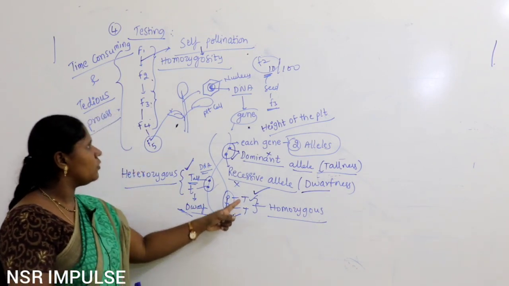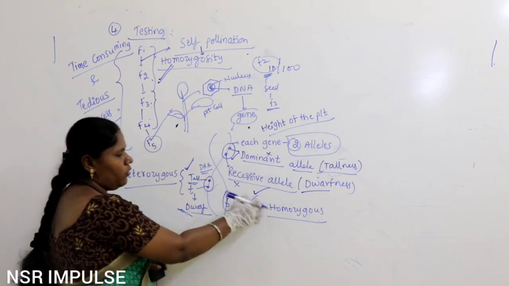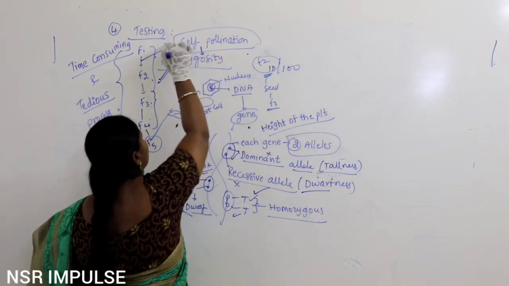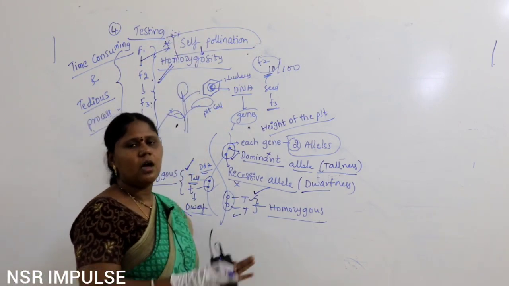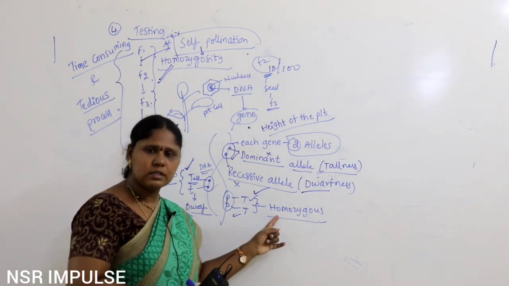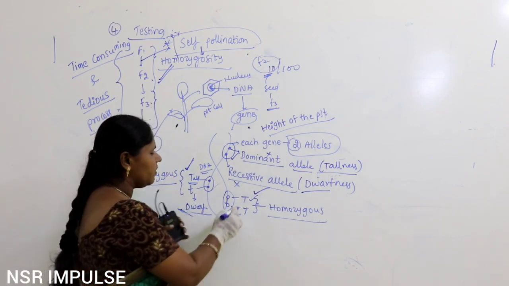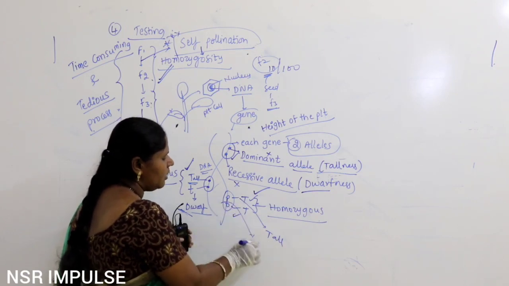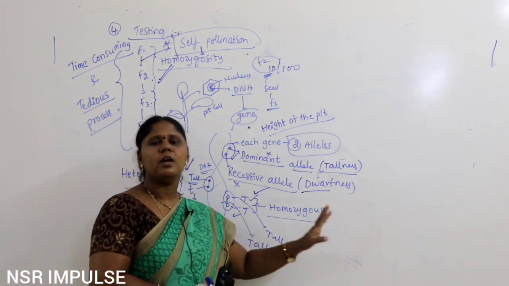Because until we get homozygosity, you need to go for what? Self-pollination. You need to go for self-pollination for several generations until you get homozygosity. What happens when the homozygous condition comes? From that there is no need to worry. Whatever plant comes from this will be tall only. If the plant comes from this allele also, tall only. That means all plants will be produced with the desirable character.